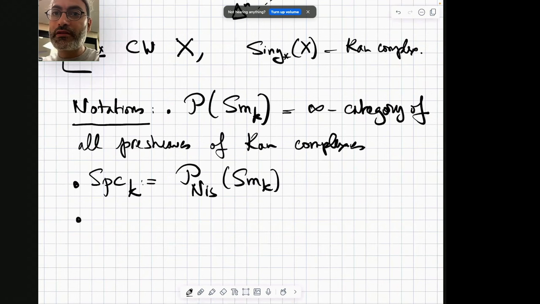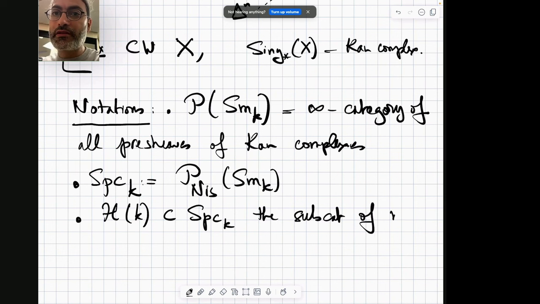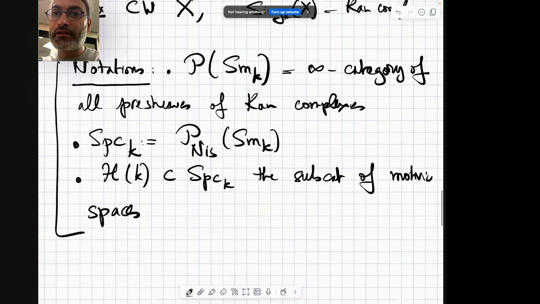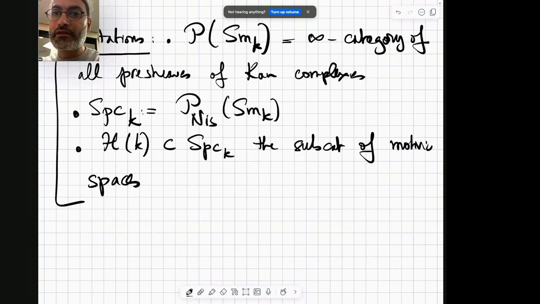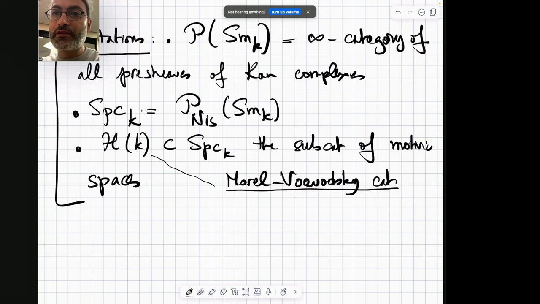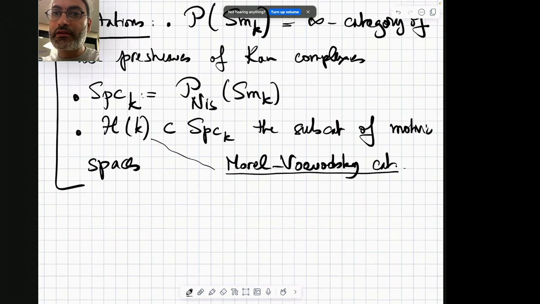And of course the most important notation is this subcategory of motivic spaces, which is usually denoted by H of K. It's a subcategory. And I should also say that it's usually called the Morel-Voevodsky category. That's the official name for this category. In the exercise session, you will see some examples of motivic spaces, so I will not give any of them now.